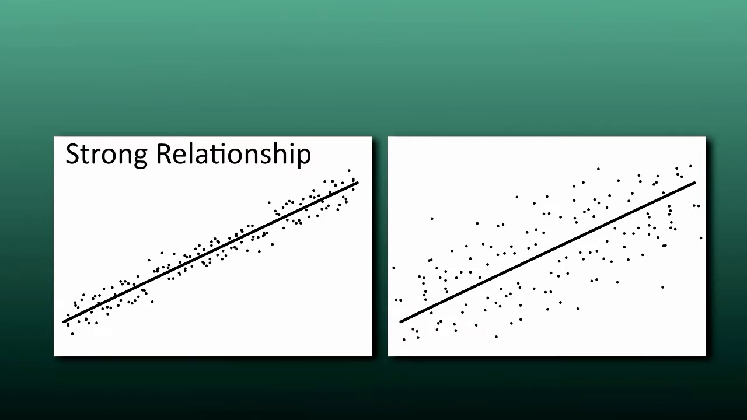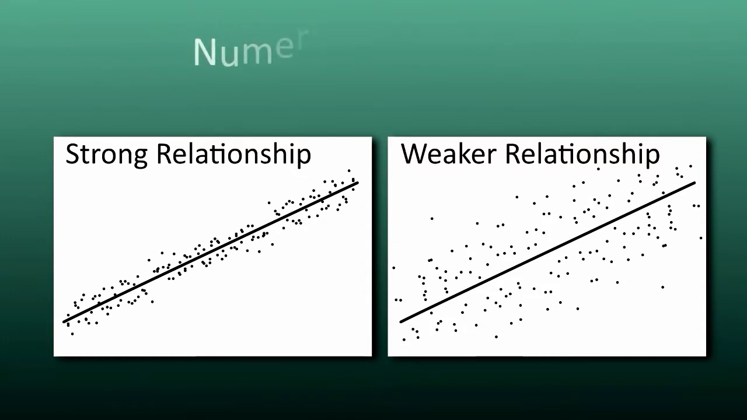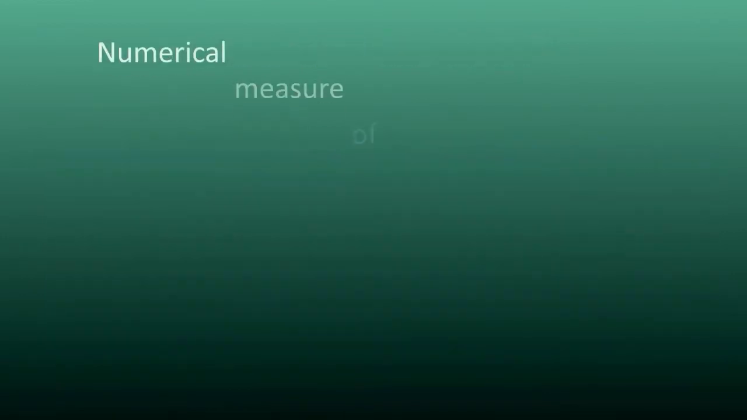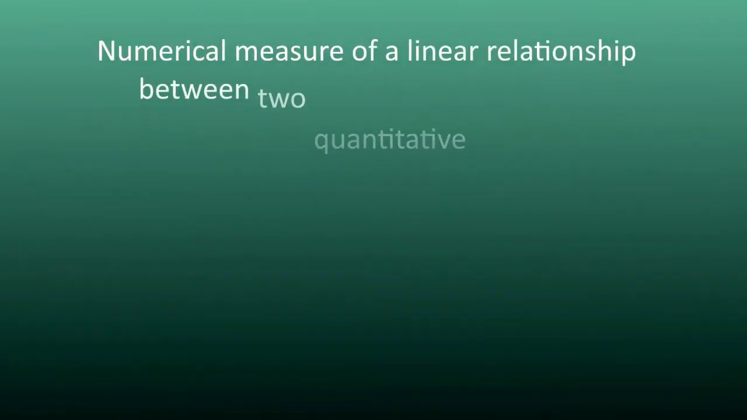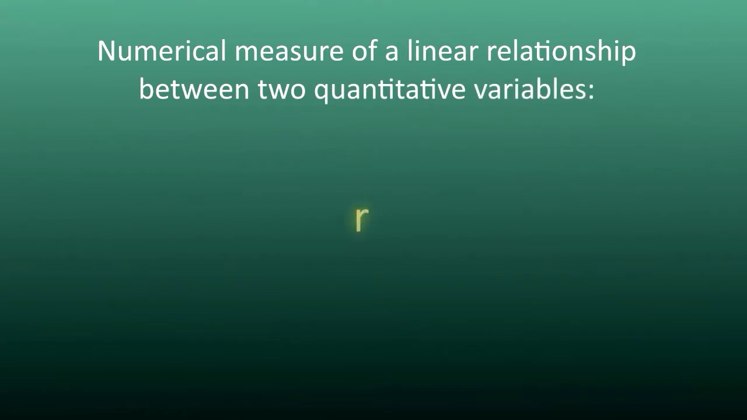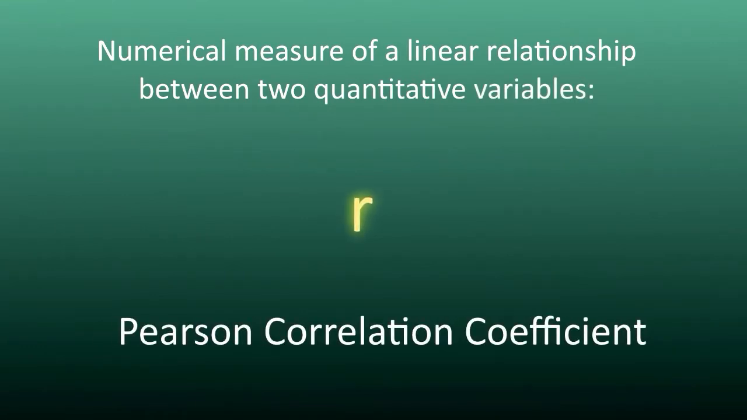Data points on the right scatterplot also follow the linear pattern, but much less closely. Therefore, we can say that the relationship is weaker in general, though assessing the strength of a relationship just by looking at the scatterplot is quite problematic. We need a numerical measure to help us with that. The numerical measure that measures the strength of a linear relationship between two quantitative variables is called the correlation coefficient and is denoted by a lowercase r.